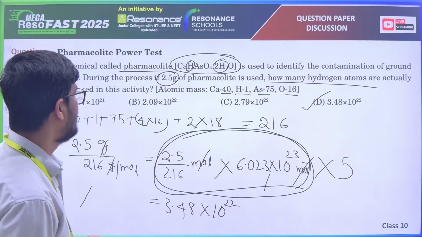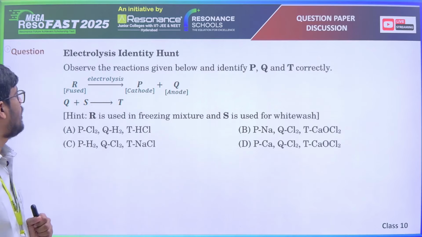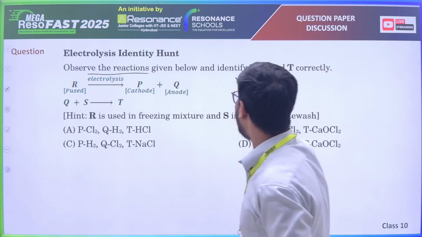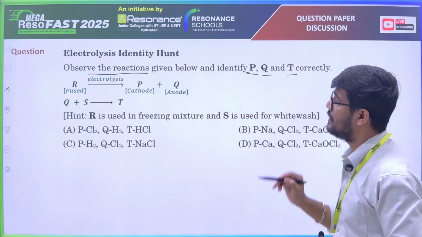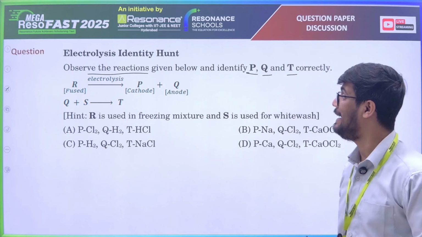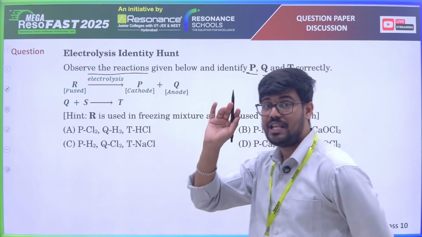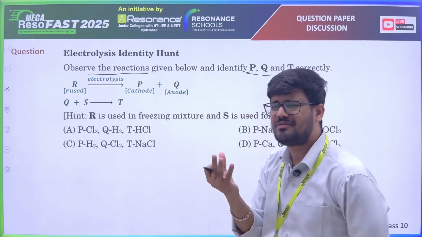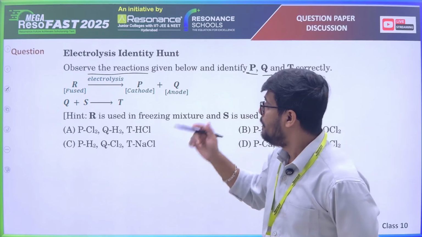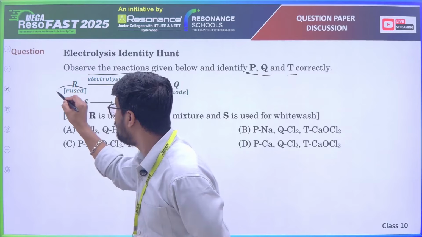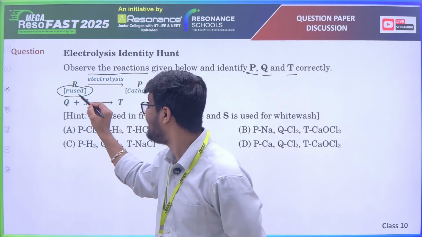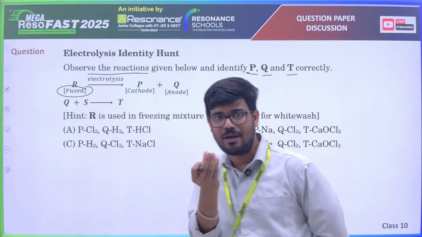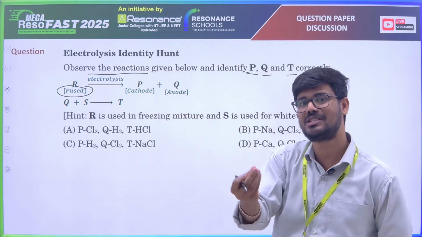Next, observe the reaction given below and identify P, Q, T correctly. So we have to identify P, Q and T, three different substances. If you look at this reaction, you may be confused, but hints are given. Here it says fused state, so whatever electrolyte or substance you have must be in fused state.